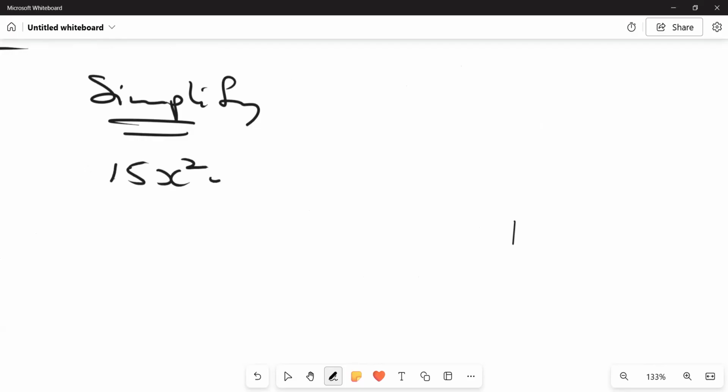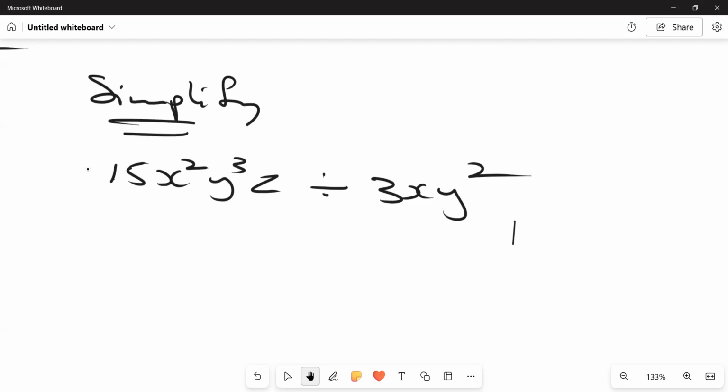X squared y. Okay, let's take this one. This one looks rather complicated. 3xy squared. Good. So you can do this different ways. I'll probably do more than one way. You can take this and write it like this.